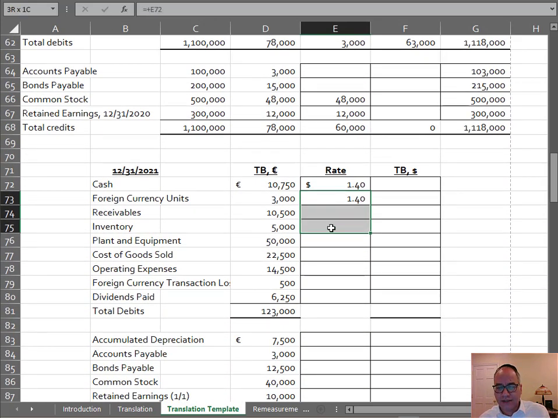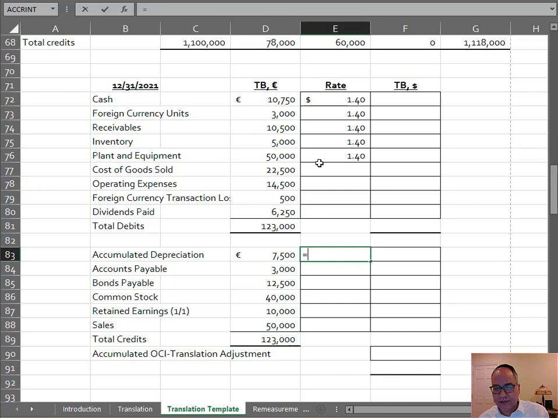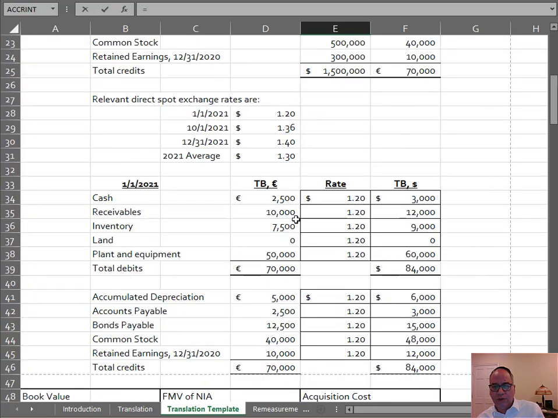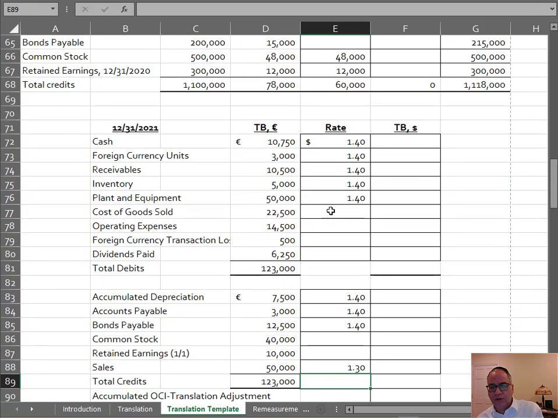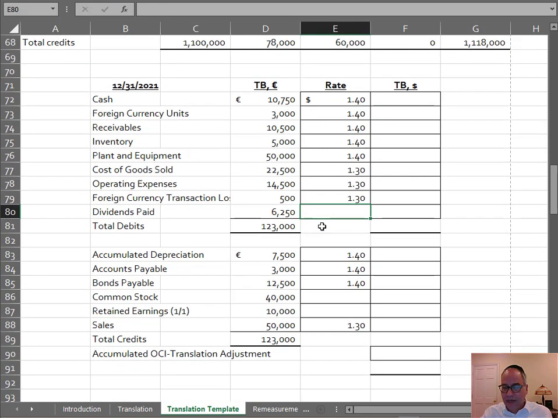So all assets will go at $1.40. All the liabilities, well, here's another asset, accumulated depreciation, and accounts payable, bonds payable will also go at $1.40. Revenues and expenses, on the other hand, go at the average rate. So sales would go at $1.30. So too would go cost of goods sold and operating expenses. And the foreign currency translation loss, it's just a normal expense as far as we're concerned, goes at the regular rate. And then we got a couple things we got to work out here.